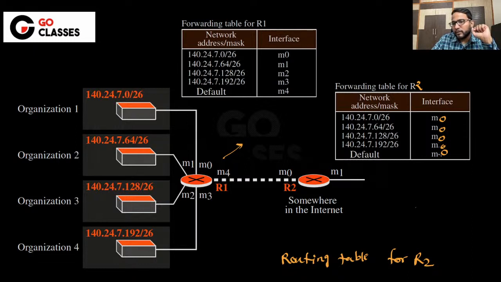Is the R2 routing table clear to everyone? Do you see any redundancy in the R2 routing table? It says that if you want to forward to this, go to M naught. If you want to forward to this, go to M naught. This M naught is coming again and again. This is very much redundant, and that's where supernetting comes into the picture.